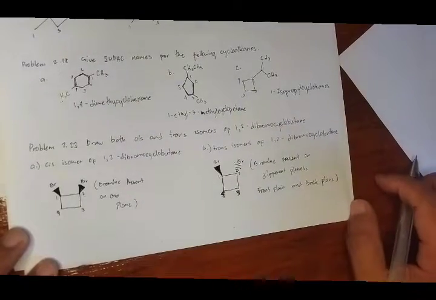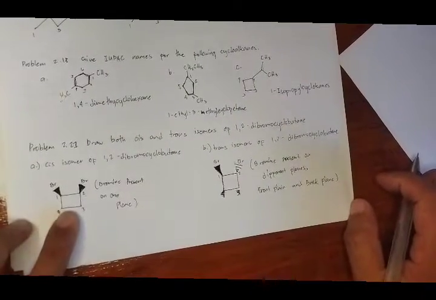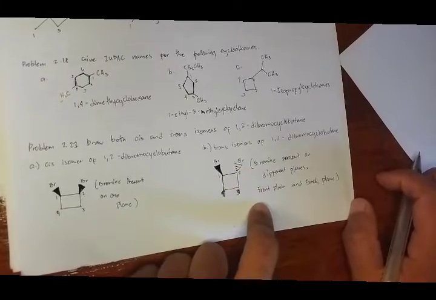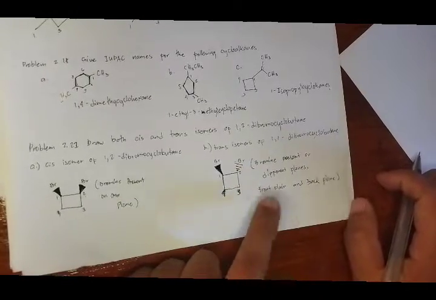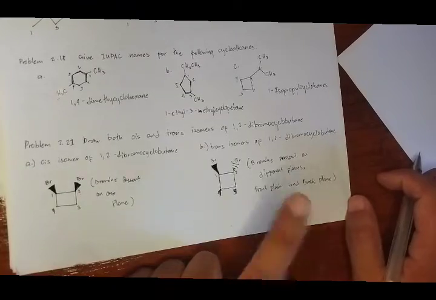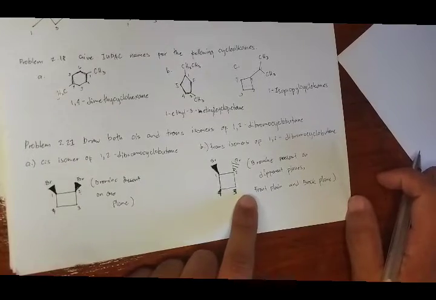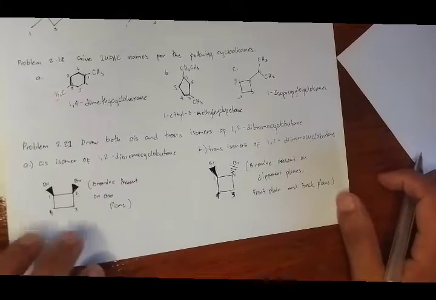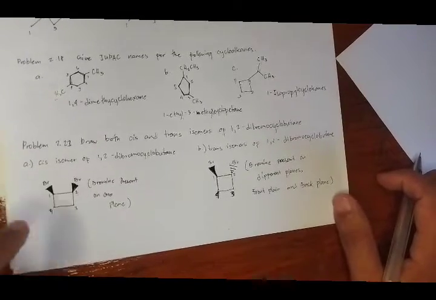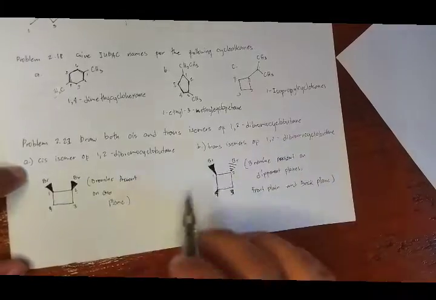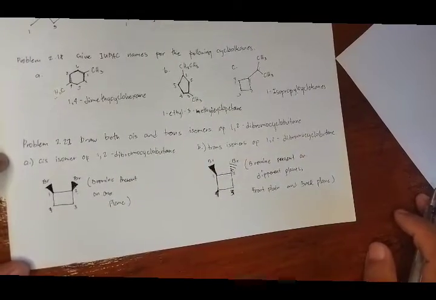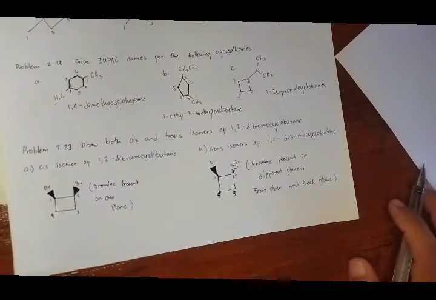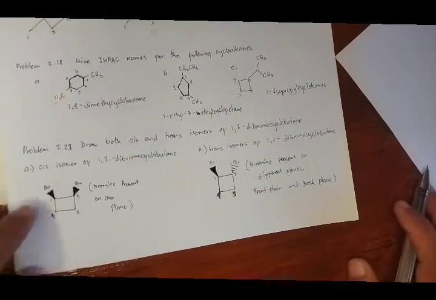Okay, so see the difference here. The trans is less stable, as we can see on this plane the difference, which is on the front plane and the back plane. Whereas this one is present on one plane, so that is the cis isomer of 1,2-dibromocyclobutane, and also the trans isomer of 1,2-dimethylcyclobutane.